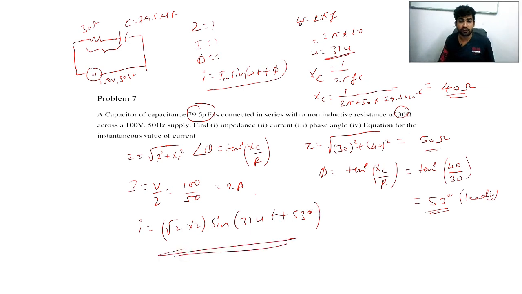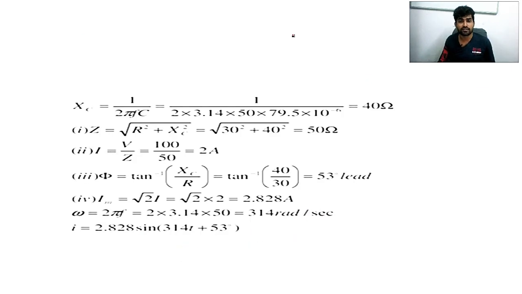Just to calculate, once again we'll cross check the answer. See here, XC we got 40 and then Z is 50, and then I is equal to V by Z, which is 2 amps, and then 53 degree leading. Then we got root 2 into I, so root 2 into 2 is 2.828. So finally omega is equal to 314 radian per second.